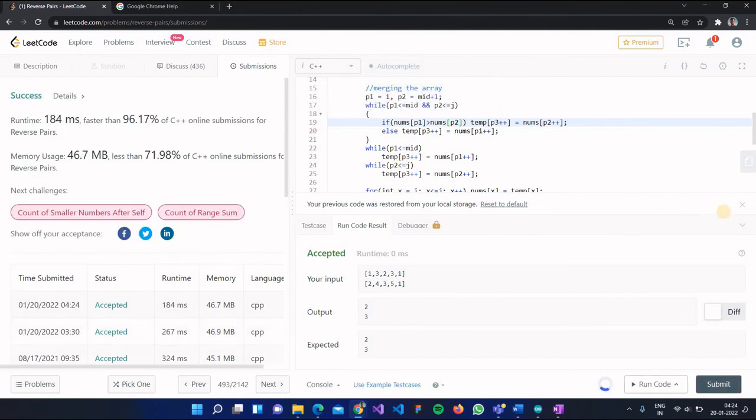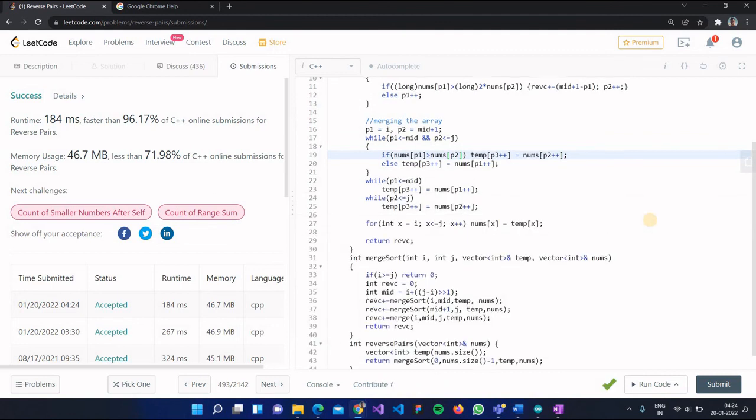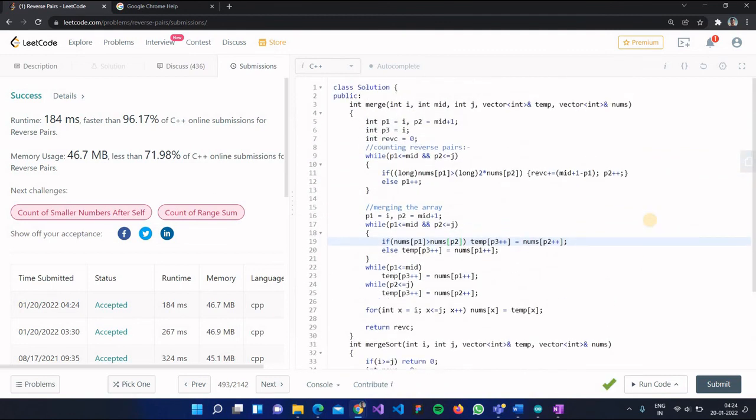Okay, so it's passed. As you can see in this code, let's break down the intuition behind why we chose this merge sort algorithm. The crux of this question lies in this step right here. This is the most important step that we have. This is why we're using this merge sort algorithm.